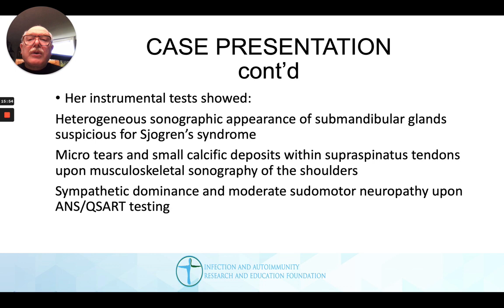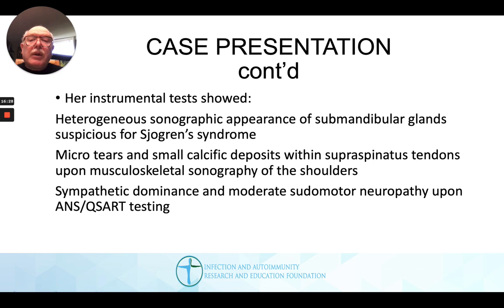During initial consultation, we typically do various instrumental tests, and upon ultrasound examination of her glands, we found that her submandibular glands had a very strong heterogeneous appearance. That's something which we frequently see in patients with Sjogren's syndrome. Also, examination of her shoulders found multiple microtears and small calcific deposits within the supraspinatus tendon.